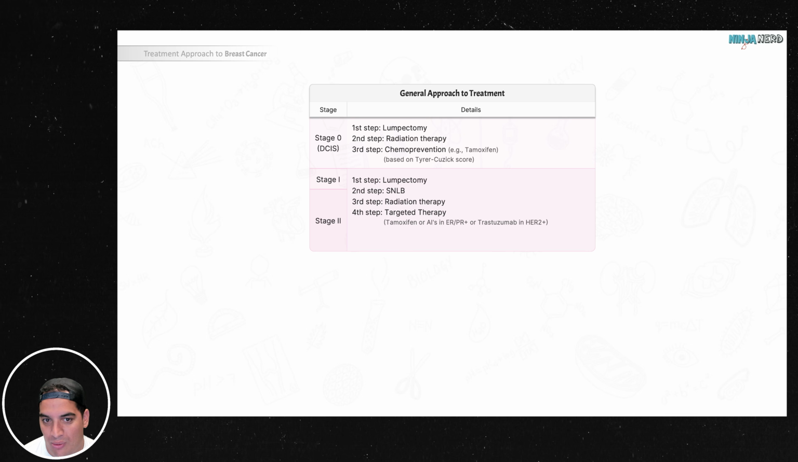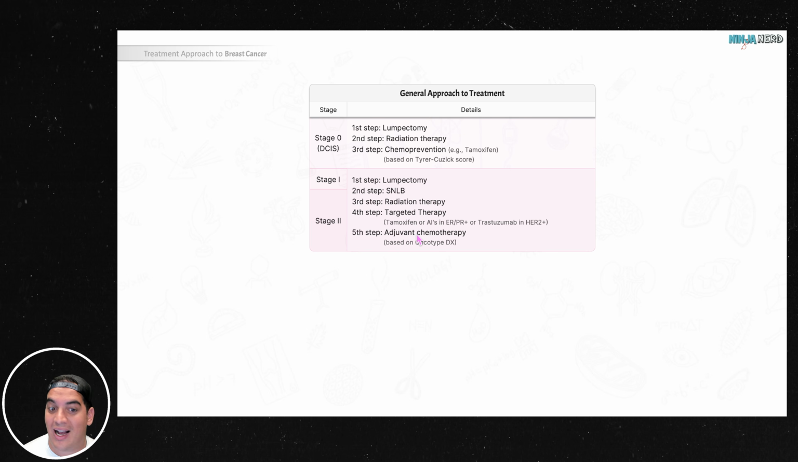What's really important is this next step, which is variable, which is chemotherapy. You can do chemotherapy, but it's based upon their risk. So for example, let's say that a patient had triple negative breast cancer. We're doing lumpectomy. We'll do this. We'll do this. For triple negative, we don't really have any targeted therapy. We're going to go straight to chemotherapy.